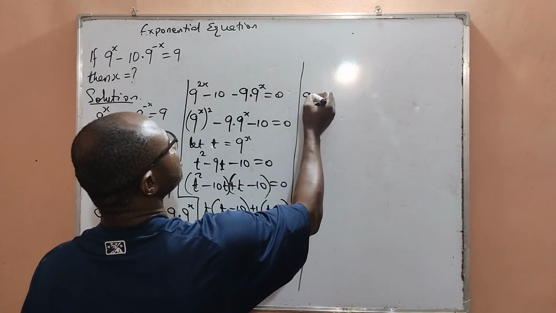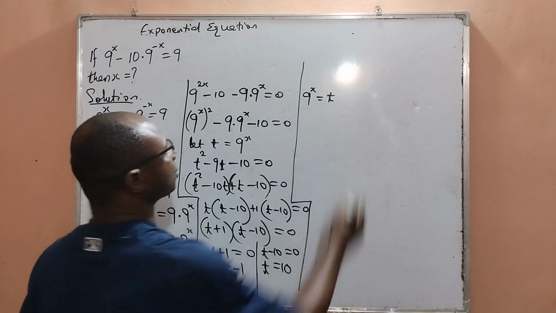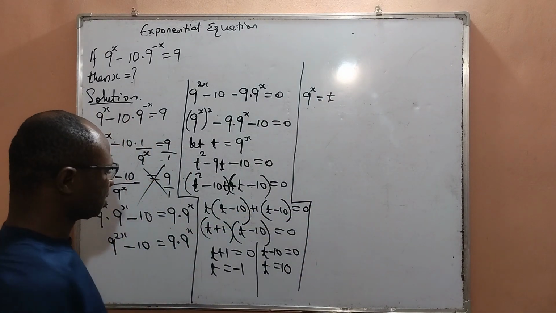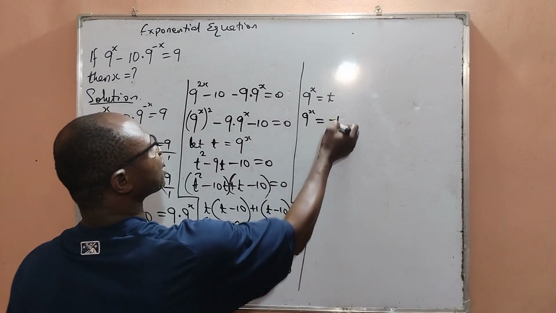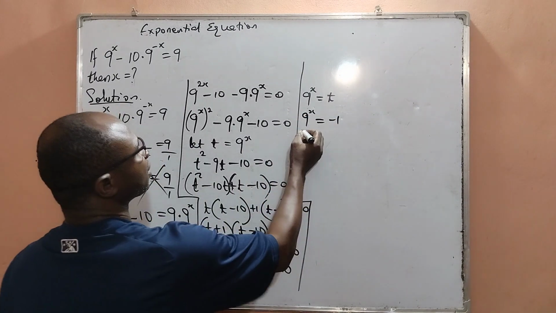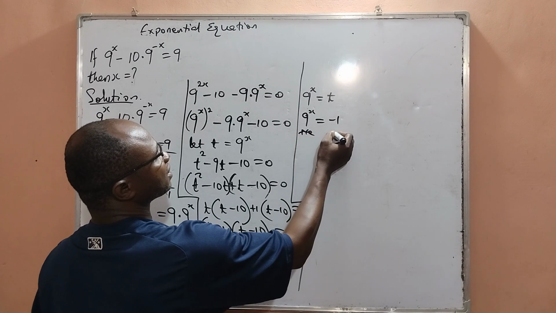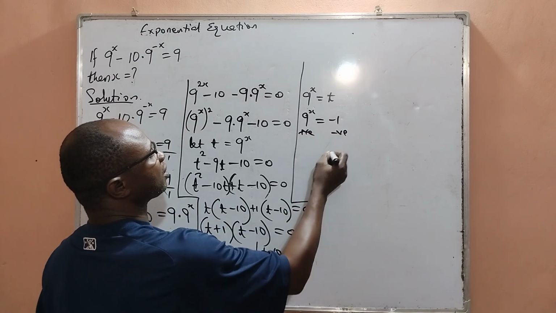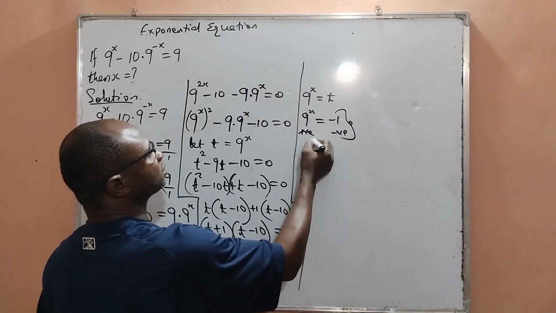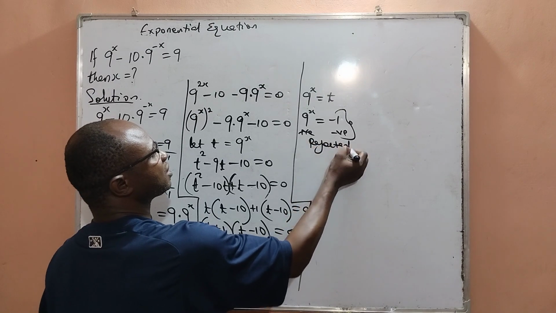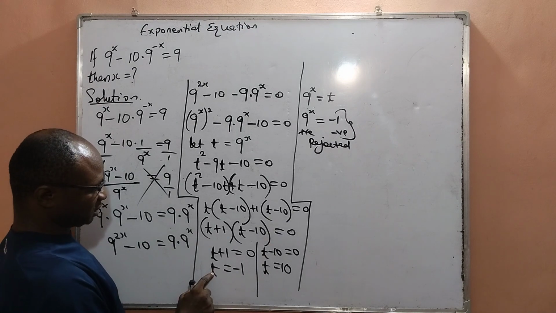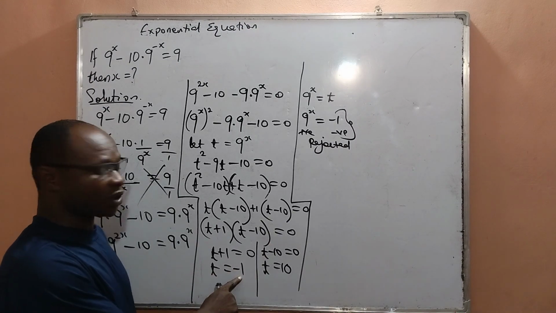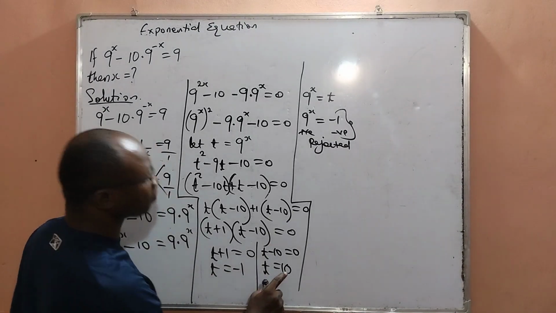So, 9 to the power of x is equal to t. What does it mean? If I now write 9 to the power of x equal to negative 1, this cannot work because here is positive and here is negative, so it cannot work at all. So we reject this particular one. What it means is that we are going to take the second value of t. So the value of t being negative cannot work for us. So we take the value of t equal to 10.